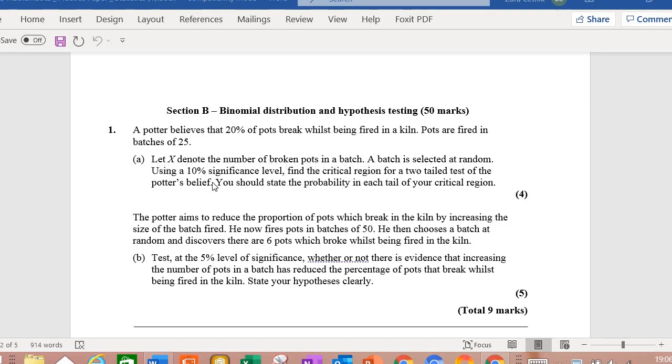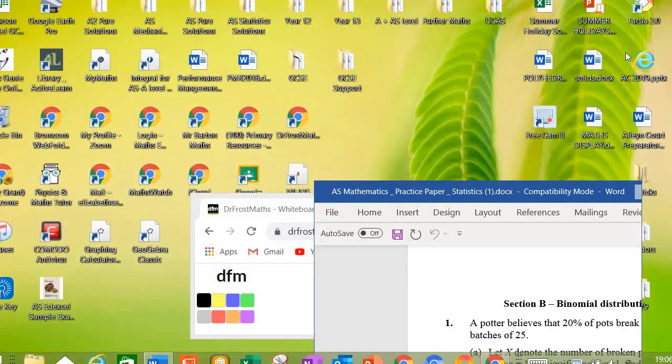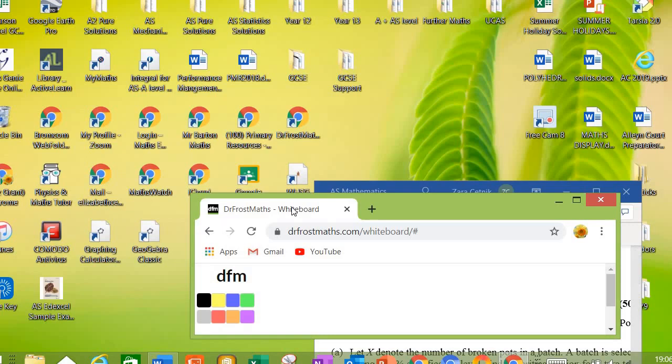A batch is selected at random. We're told the significance level. And look, they're even telling us to find the critical region for a two-tailed test for the Potter's belief. You should state the probability in each tail of your critical region. Okay, so let's have a look at part A. Let me see, I've got part of it ready.